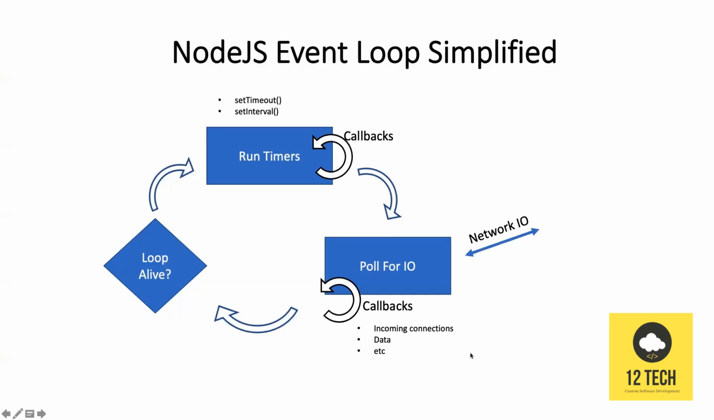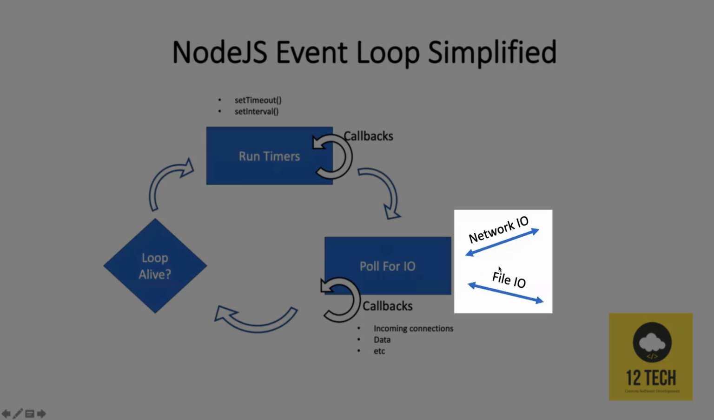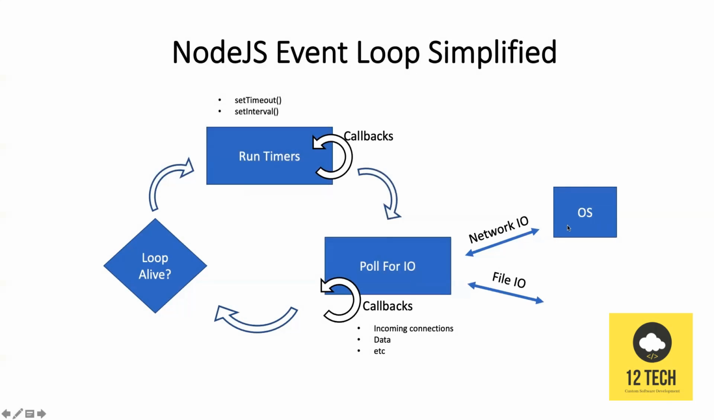Okay. Now, this is the main general concept, and these are the phases that I want to cover. And going a little bit deeper into how polling is done. Polling is done primarily on two types of IO. One is network IO and the other is file IO. Okay. And what this shows is there is a direct connection with the OS.